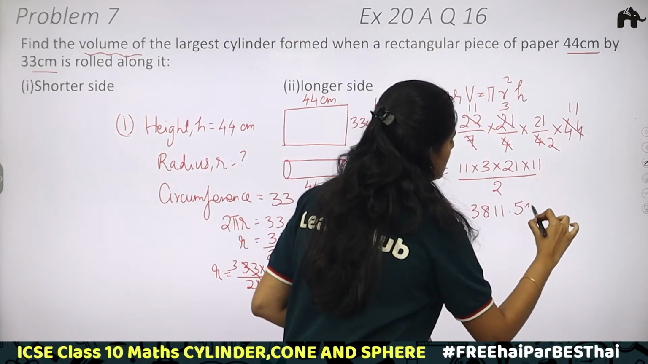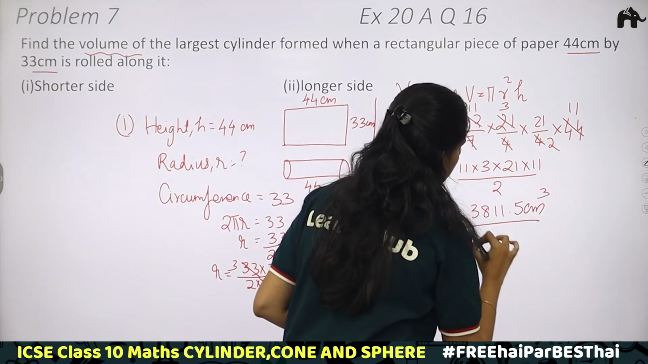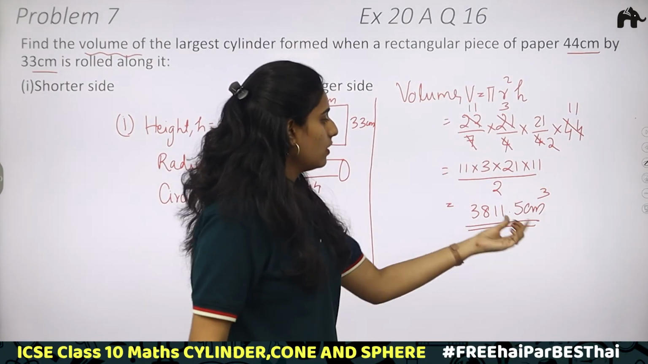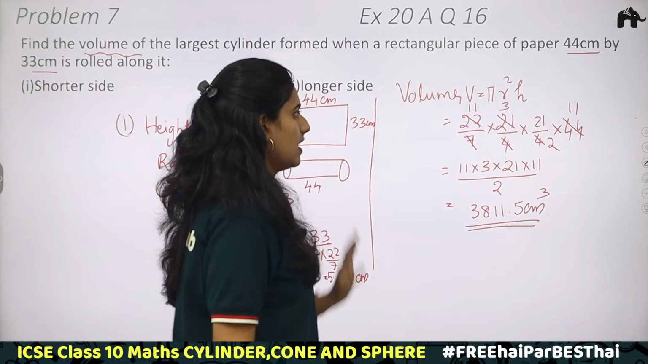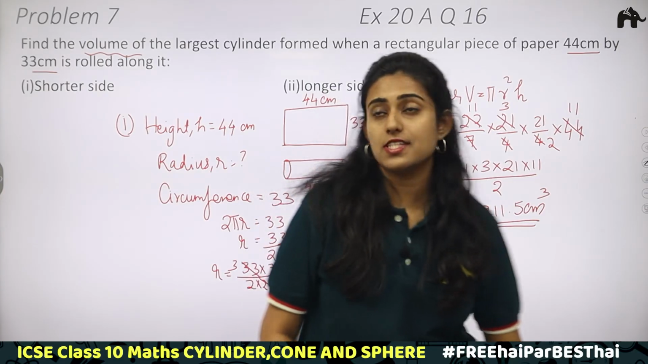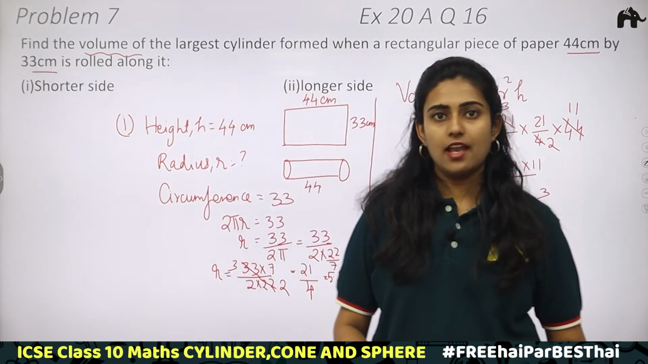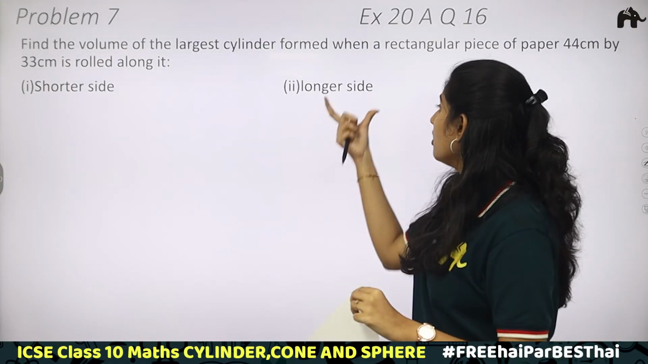3811.5 centimeter cube. Okay. 3811.5 centimeter cube is your final answer. This is the required volume of the cylinder formed when it is rolled along the shorter side. Okay. Next, when it is rolled along the longer side.